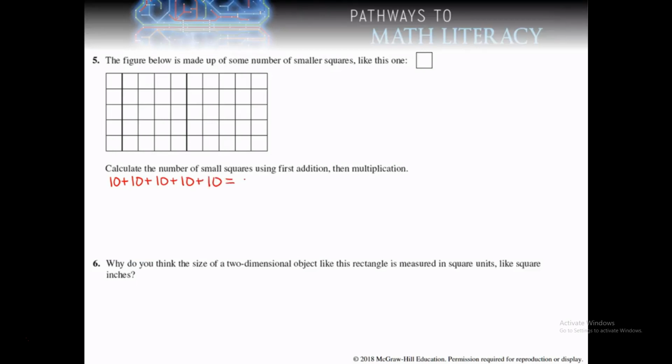In 6, why do you think the size of a two-dimensional object, like this rectangle, is measured in square units? For example, like square inches, square centimeters, whatever. Well, it's because the size of that object is measured by counting how many little squares fit in it.